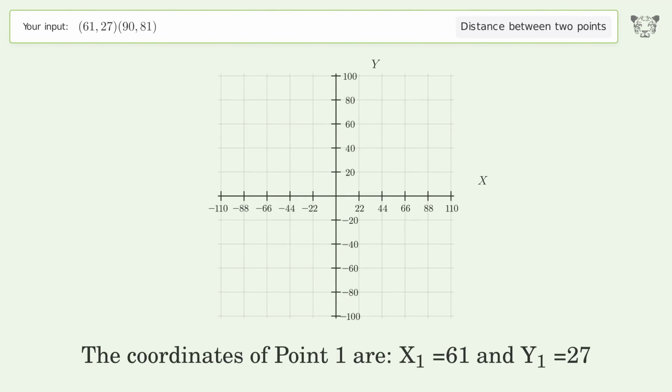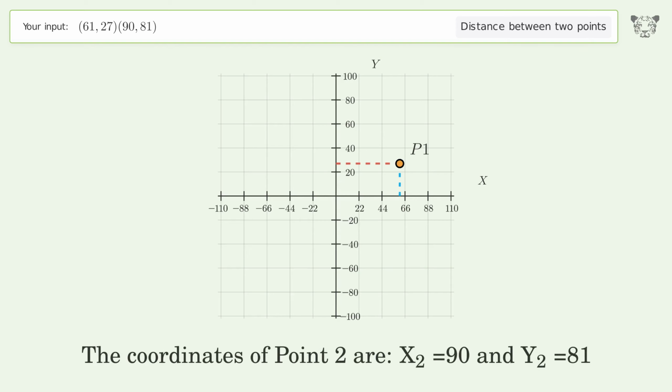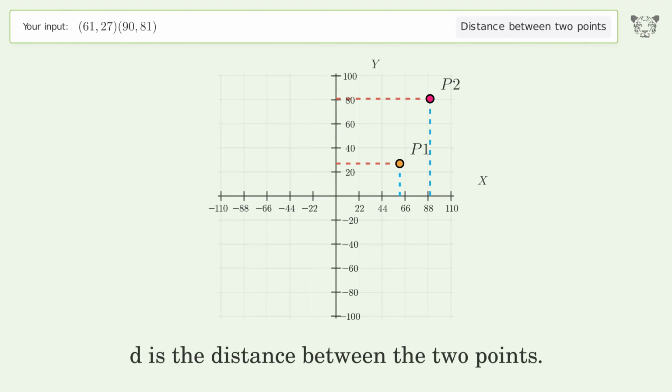The coordinates of point 1 are x1 equals 61 and y1 equals 27. The coordinates of point 2 are x2 equals 90 and y2 equals 81. D is the distance between the 2 points.